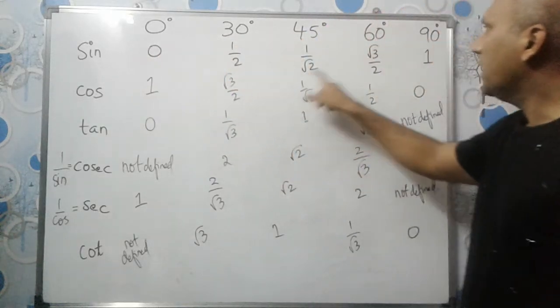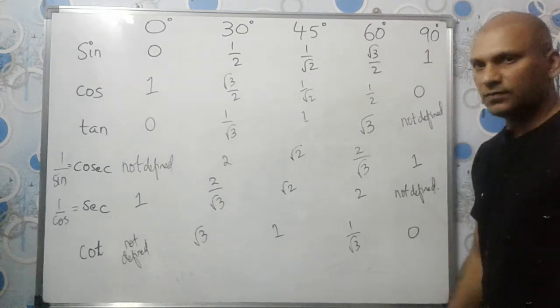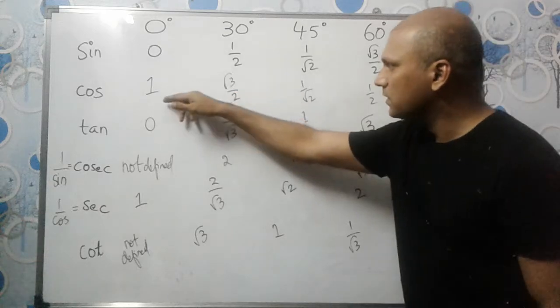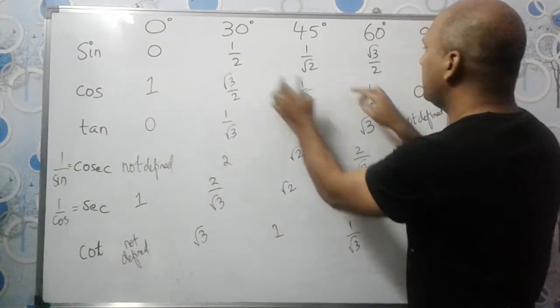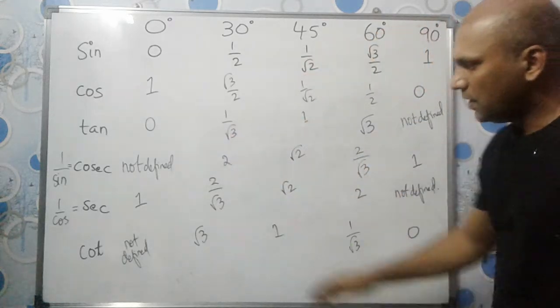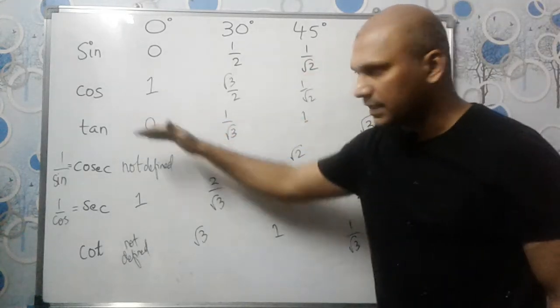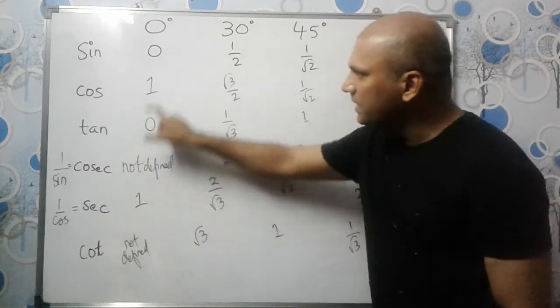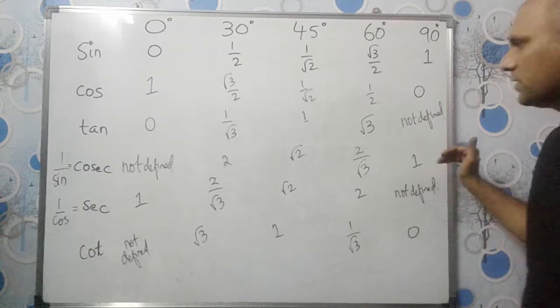0, 1 by 2, 1 by root 2, root 3 by 2, 1. Sine values. Cos values are the reverse of sine values: 1, root 3 by 2, 1 by root 2, 1 by 2 and 0. Tan is sine by cos. Cot is the reverse of tan again. And cosecant is 1 by sine and secant is 1 by cos, or the reverse of cosecant.